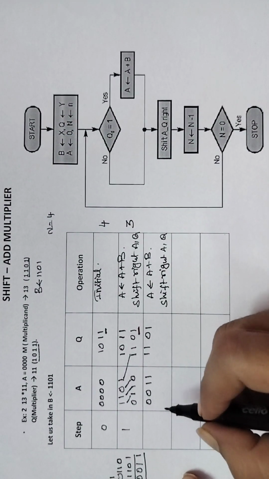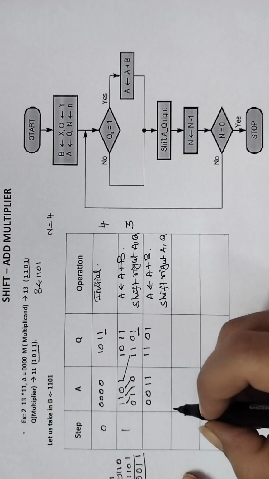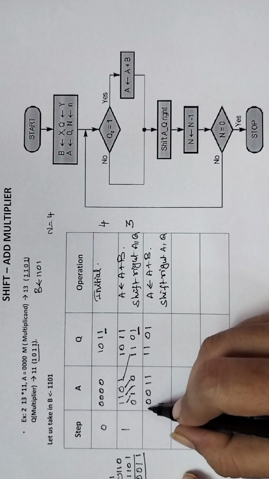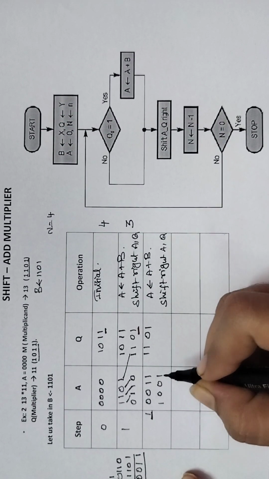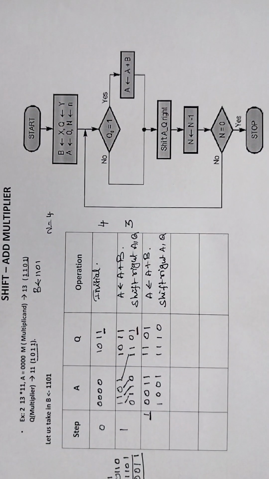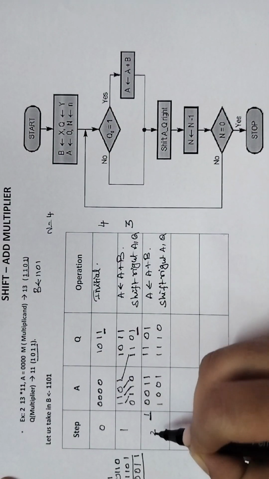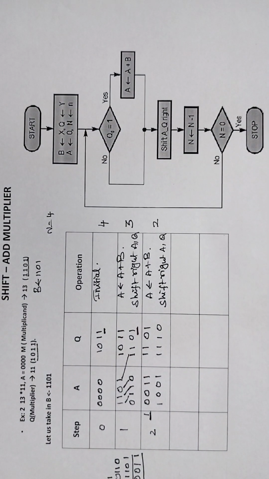When we perform the shift right operation, what result do we get? We have a carry bit 1, because we already have a carry bit, it remains the same. We get the result 1001 and 1110 after performing the shift right. So this is your step 2, and the count is decremented to 2. Again I check the N value. Is N equal to 0? No, N is equal to 2. Then we have to repeat the process.